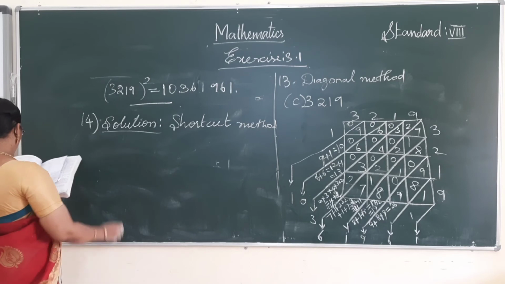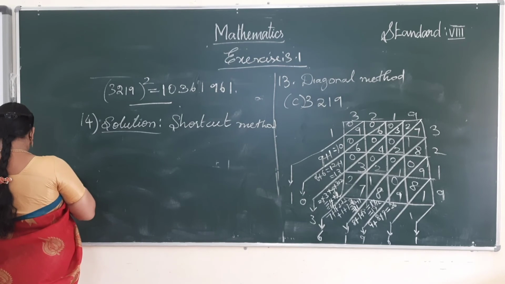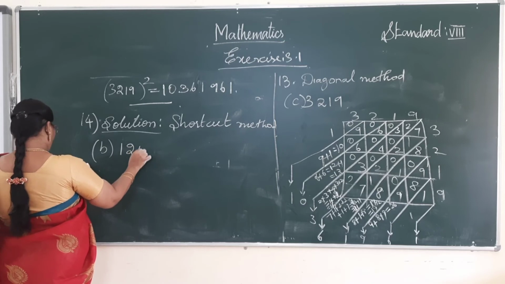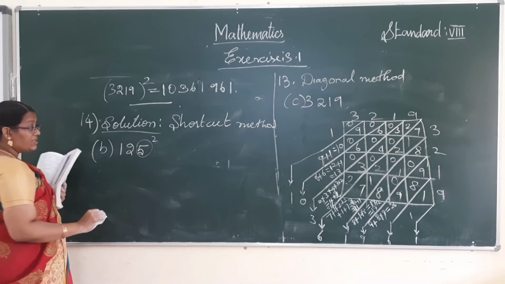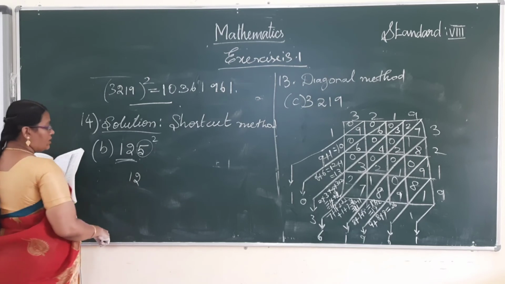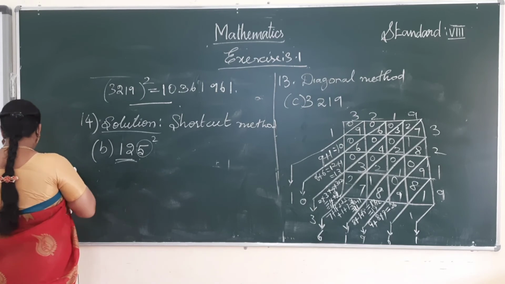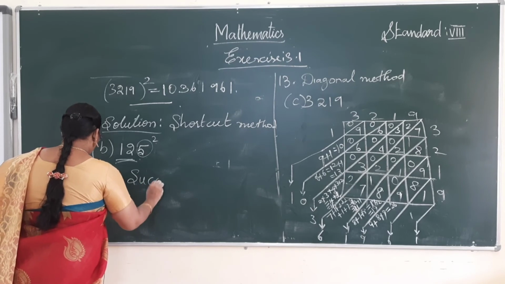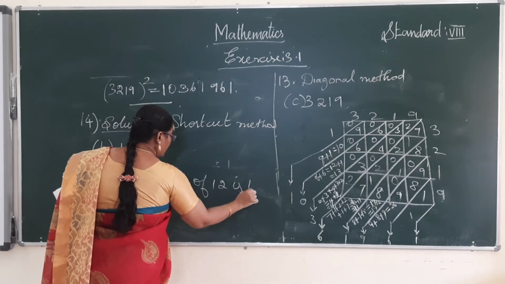What is that first one? 14th B problem. First problem is homework 125. Okay, the square value of this one. Okay, so how do you find out? First leave the 5. So we have considered the 12. What is the successor of 12? Successor of 12 is 13. Okay, you will write like that.